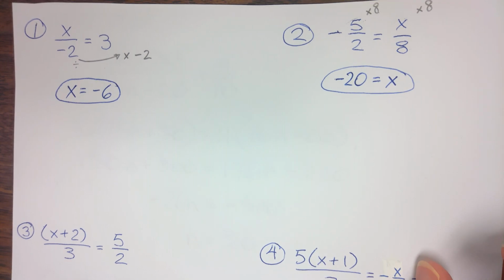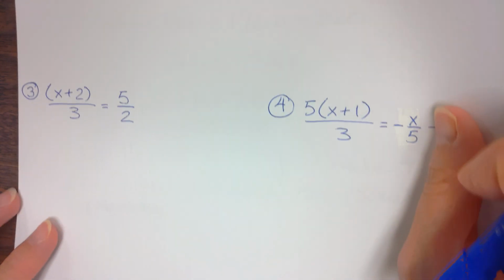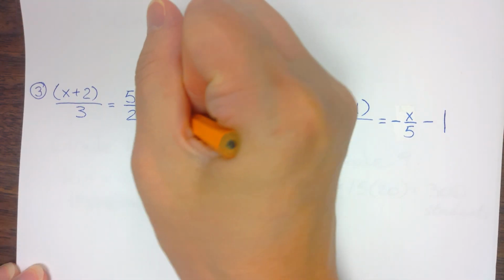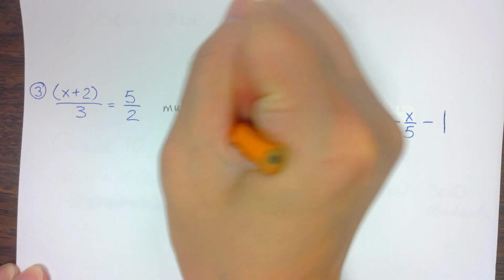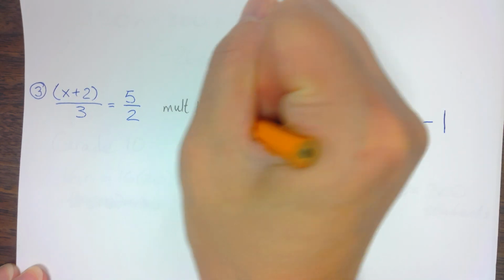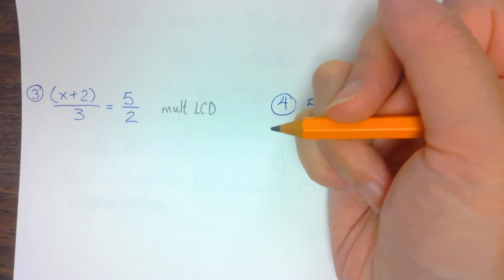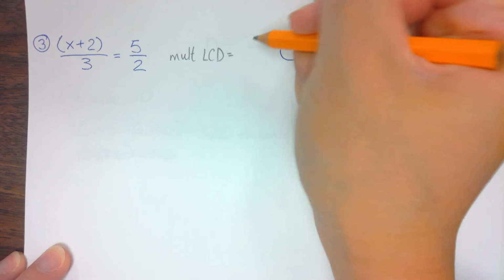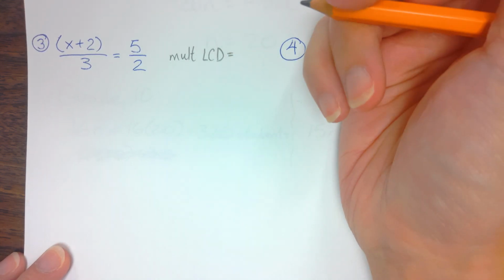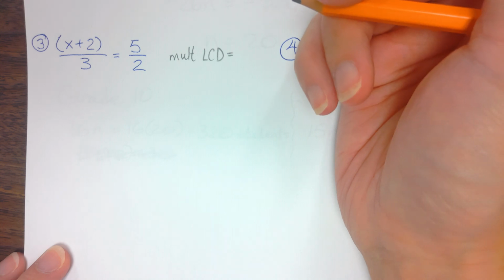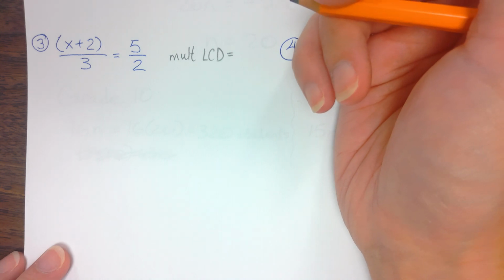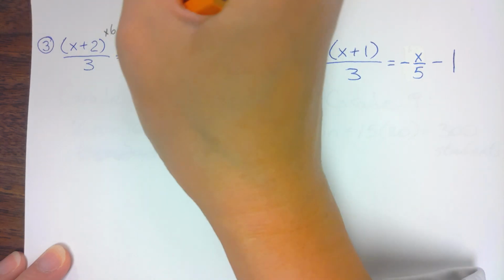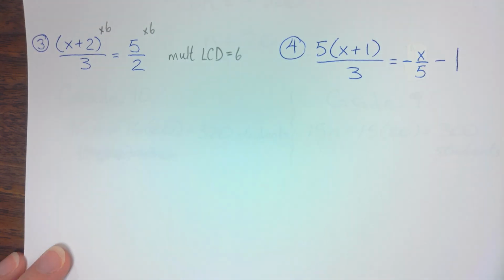So the next one, same idea. Again, I'm going to multiply everything by my lowest common denominator. What's my LCD here? Between 3 and 2, my lowest common denominator is 6. So I'm going to multiply this whole term by 6, and I'm going to multiply this whole term by 6.